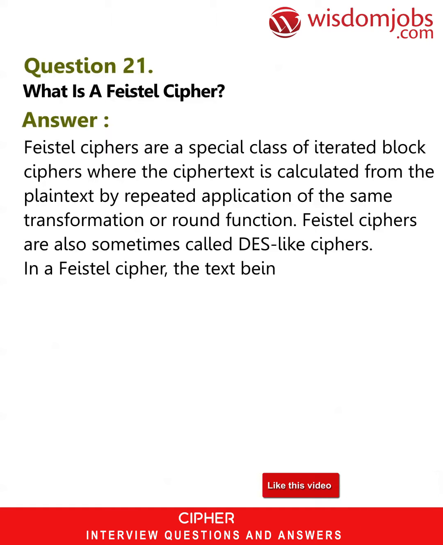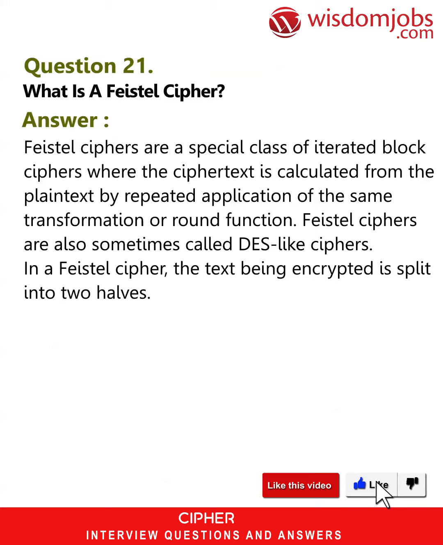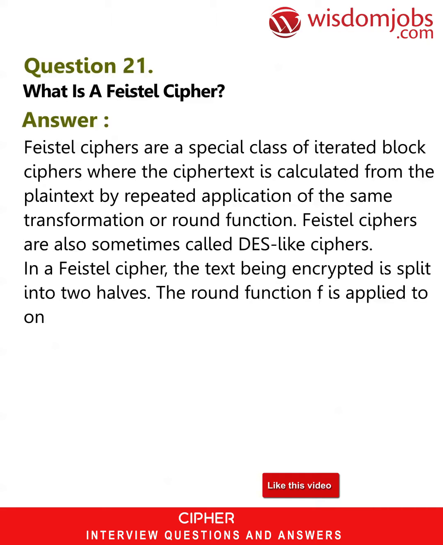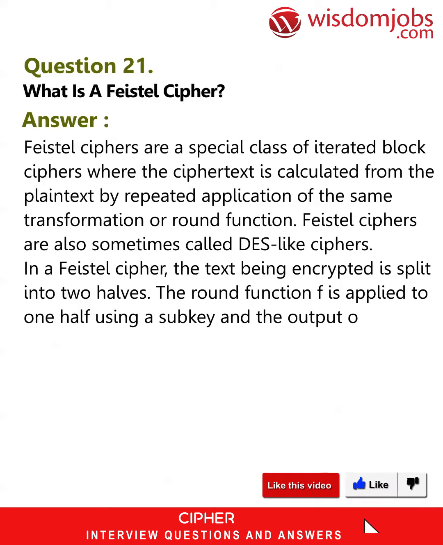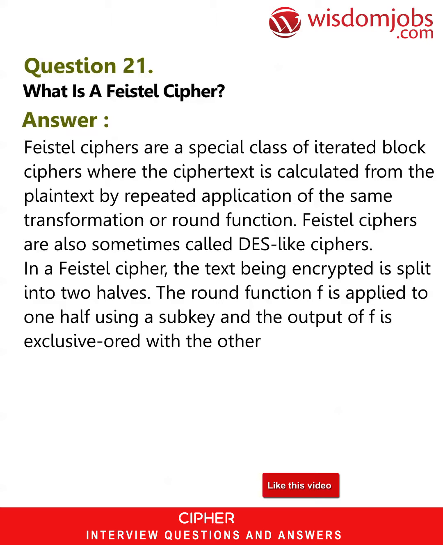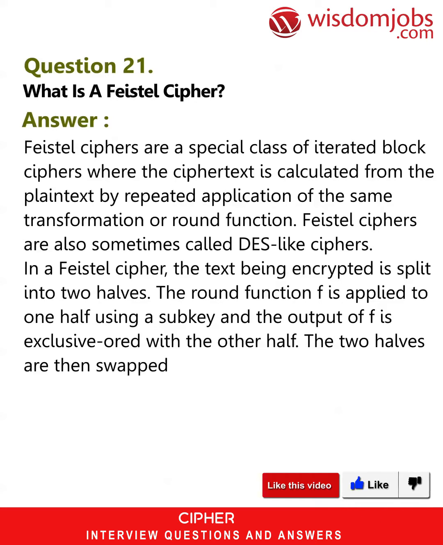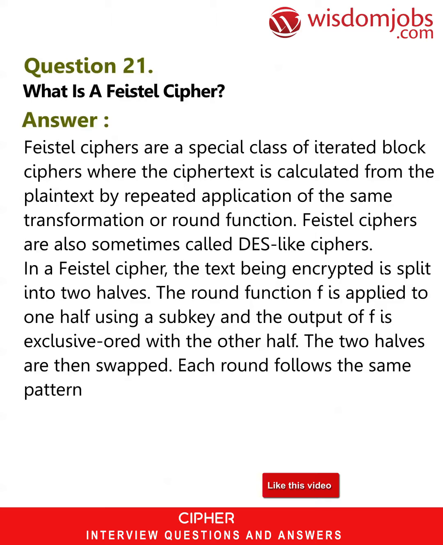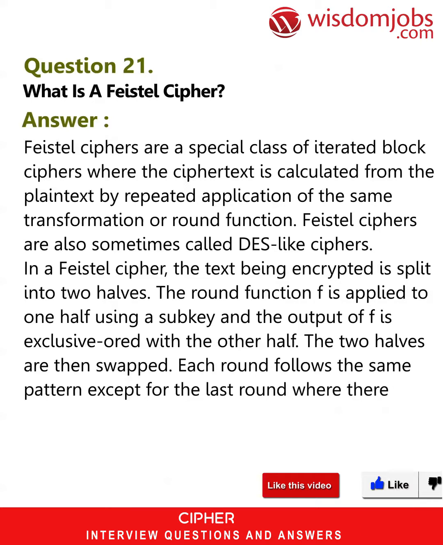In a Feistel cipher, the text being encrypted is split into two halves. The round function f is applied to one half using a subkey, and the output of f is exclusive ORed with the other half. The two halves are then swapped. Each round follows the same pattern except for the last round, where there is no swap.